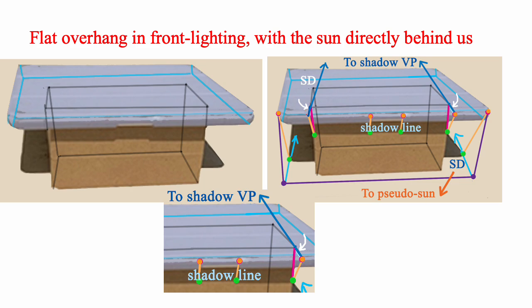This image is front lit with the pseudo sun down here and the shadow vanishing point up here. I set up a few upside down light triangles giving us this shadow line, and I want you to see that the shadow direction on the roof is the same as the shadow direction on the ground.